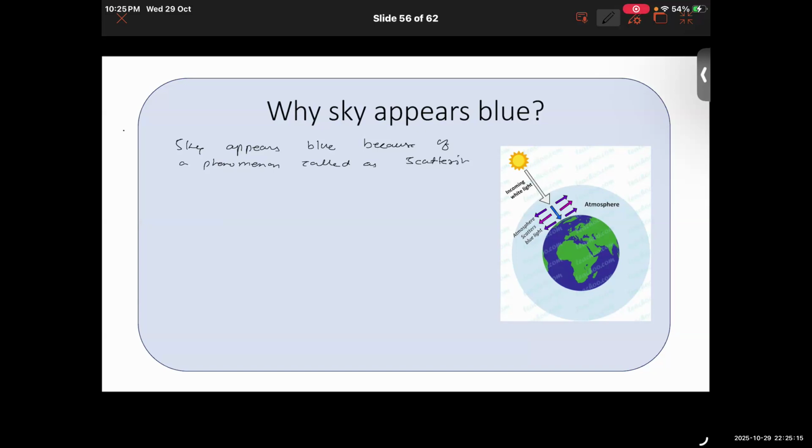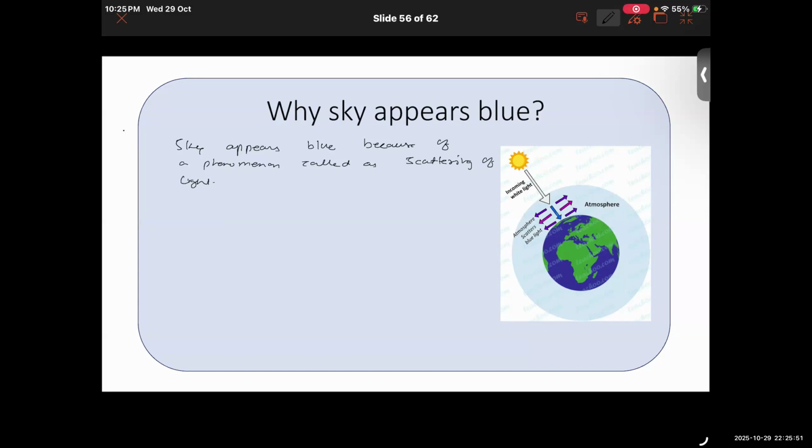Scattering of light, where I have told you that when sunlight enters the Earth's atmosphere, so as you know, it is made up of many colors. So the tiny molecules of air and particles in the atmosphere scatter the sunlight in all directions. But blue light has a shorter wavelength, so it gets scattered much more than the other colors like red or yellow. If red or yellow were to have a shorter wavelength, they would also have been scattered more, and the sky would have appeared red instead of blue.